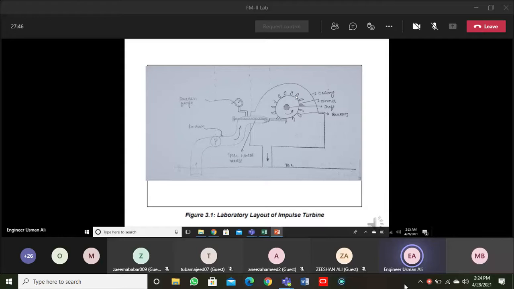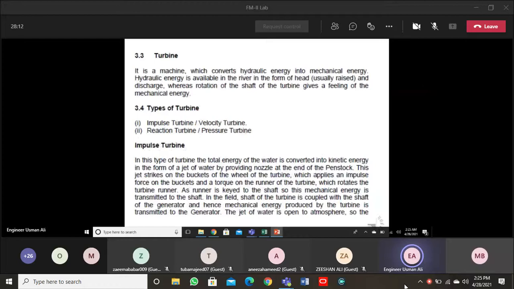What happens is that the jet of water first strikes, as you can see in this side view of the runner. You can see these are two cups of the bucket of the Pelton wheel, and at the center there is a splitter. So the jet of water strikes on the splitter of the bucket, which are mounted on the periphery of the wheel.